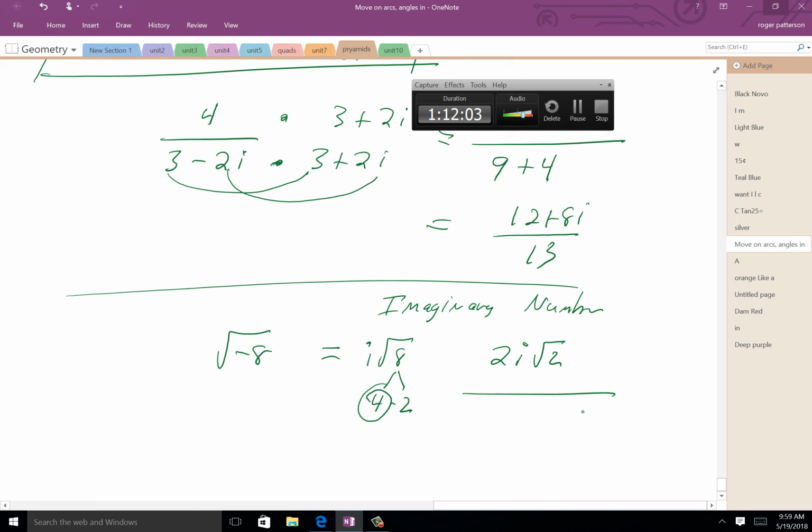As far as I know, they use complex numbers in electricity, and there's a couple of other things I can't remember application-wise.